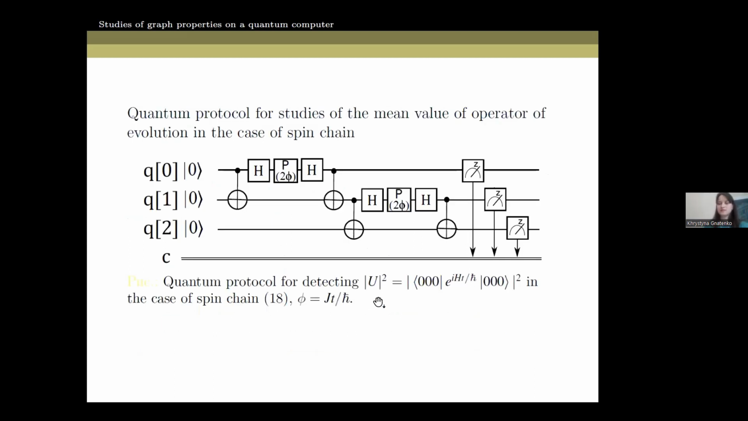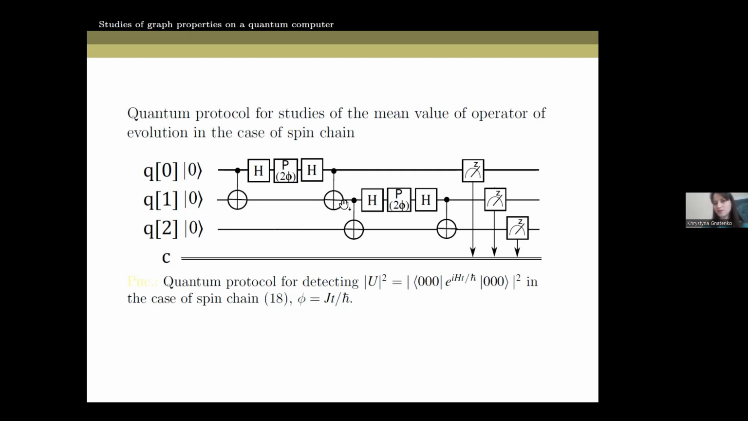To do this, the quantum protocol for studies of the mean value of the operator of evolution is presented in this slide. So we have a 3-qubit protocol. We have qubit 0, qubit 1, and qubit 2, which correspond to spin 0, 1, and 2. And we have interaction between spin 0 and spin 1. In this case, we have interaction between qubit 0 and qubit 1. We have here 2-qubit gates.